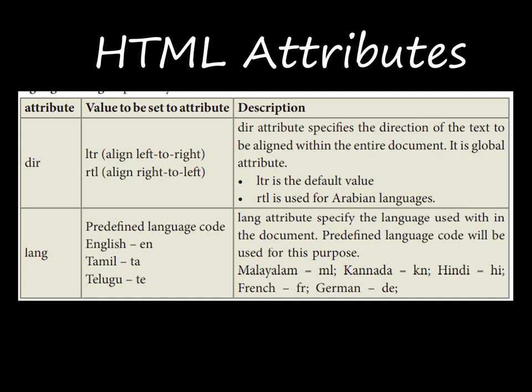The next one is lang, that is the predefined language code. That means if it is English, it will be EN. If it is Tamil, it will be TA. If it is Telugu, it will be TE, right? The language attribute specifies the language used within the document. Predefined language codes will be used for this purpose, right? Malayalam means ML, Kannada means KN, Hindi means HI, French means FR, German means DE, right? These are the attributes of HTML tags, right?